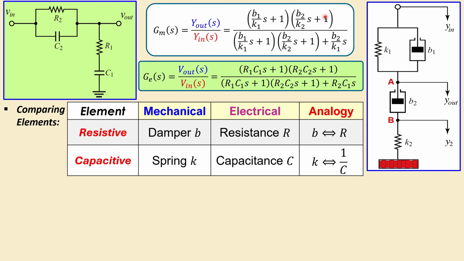The denominator of the mechanical transfer function is B1 over K1, the first one. And if I look at the first term, it is R1 times C1. So B1 is similar to R1, and C1 is similar to 1 over K1, or K1 is similar to 1 over C1, similar to B2 and K2. Also here, and also there, and also here. So exactly the same in each form.